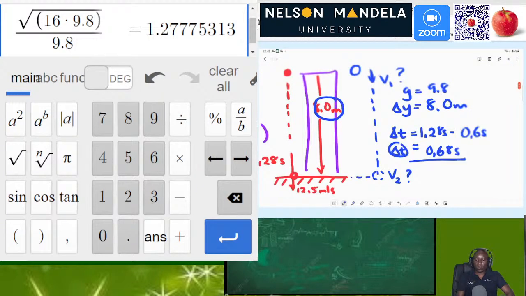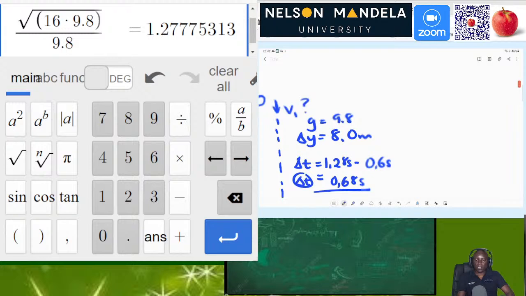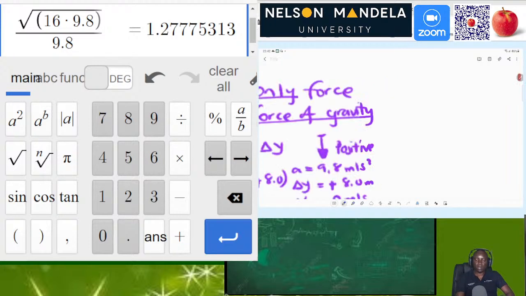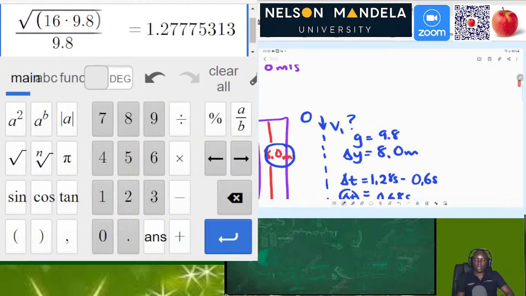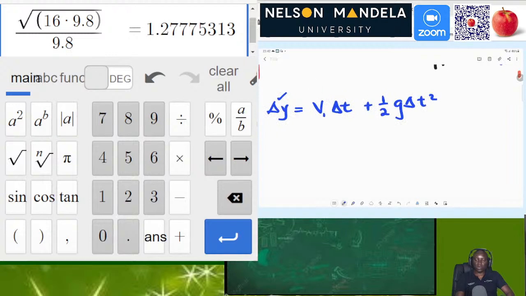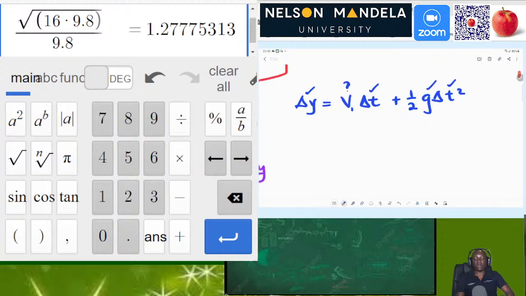So the equation that we can use there is the more interesting one, which says delta y equals v1 delta t plus half g delta t squared. So we have delta y, which is the 8 meters. What else do we have? v1 is what we're looking for. Delta t we have, g we have. So v1 should be the only unknown in the expression.